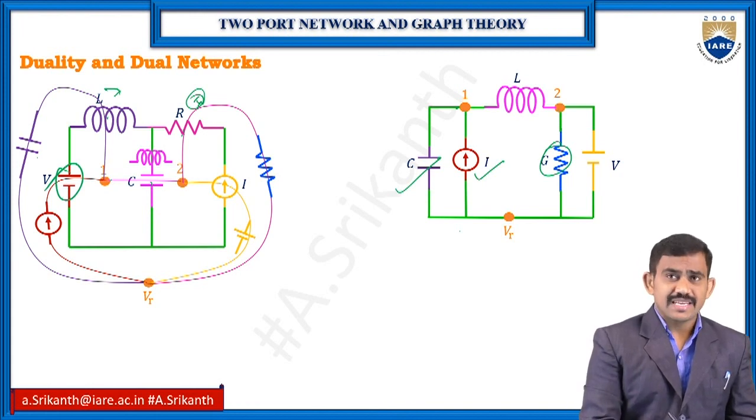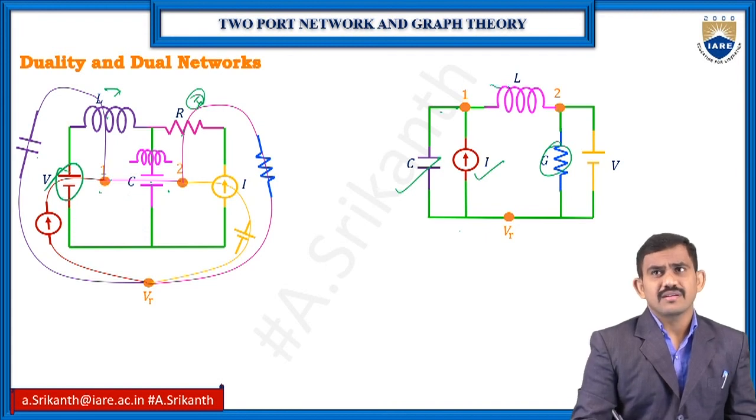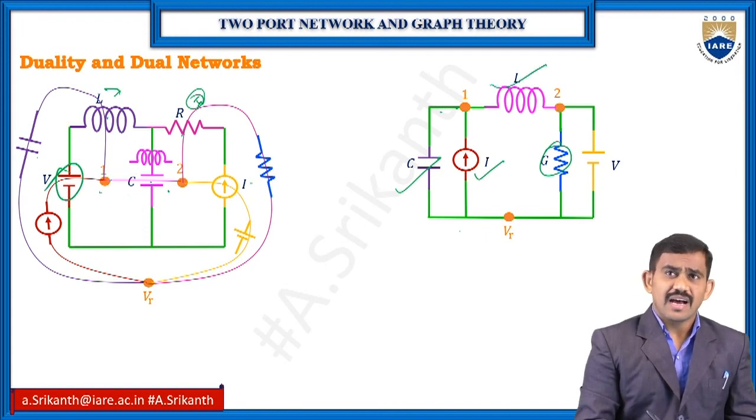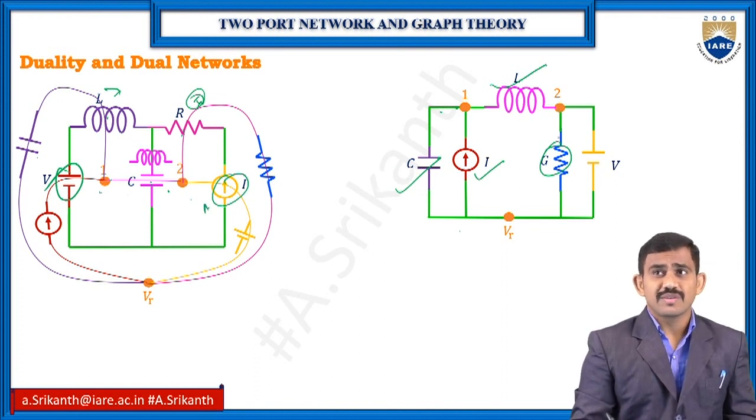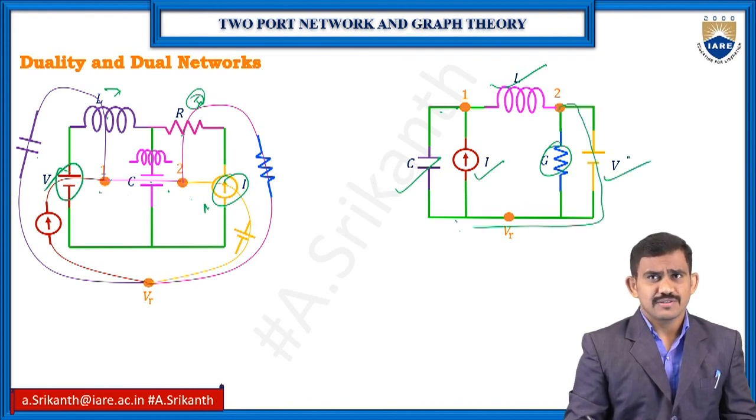Now here the capacitor I have between 1 and 2 is converted to an inductor. So between 1 and 2 I have the inductor. And the last one is the current source, and here we have only one current, that is the loop 2 current. Loop 2 current means between node 2 and the reference node we have the voltage.